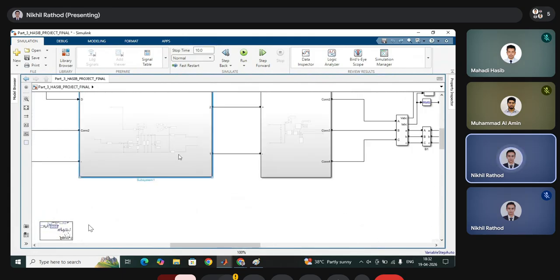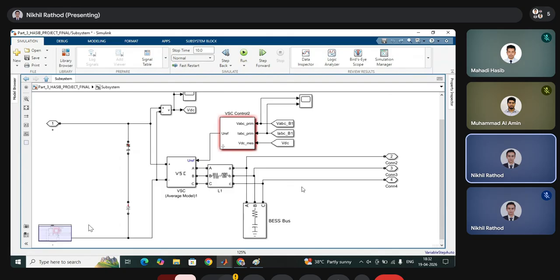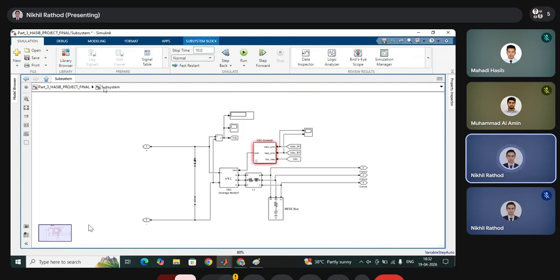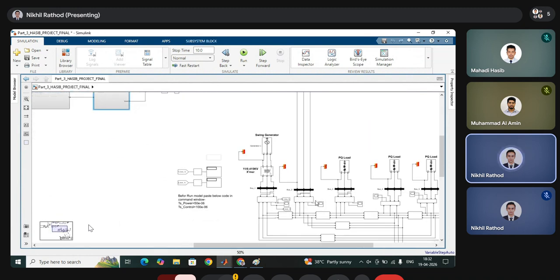And then this is a DC to DC converter which is connected with the system. This is a VSC controller, and it is used to synchronize the power generated by the battery: it converts DC power into three-phase AC power and synchronizes with the grid. And you can see it is directly connected to this bus.